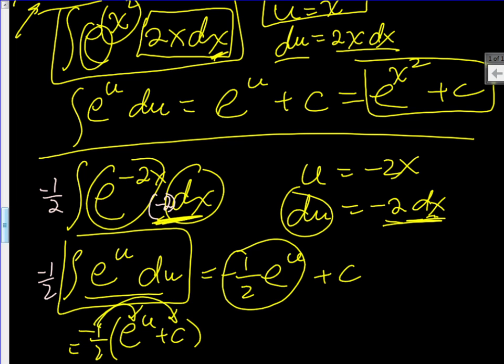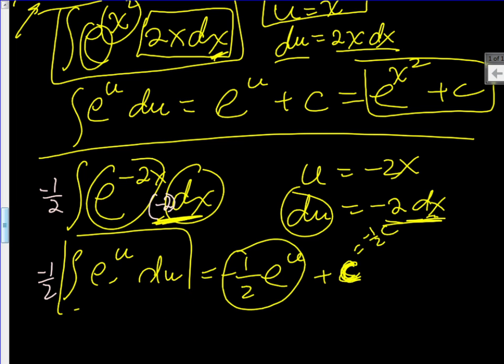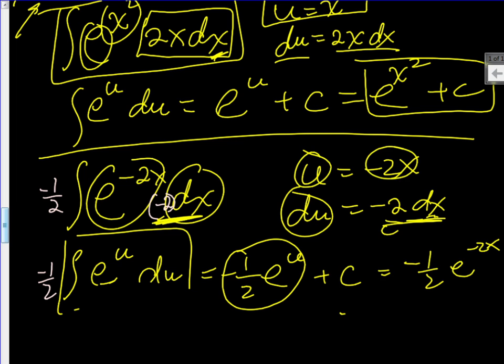Negative 1/2 times c, well, that's just a different c. Call that script c. You know what that script c equals? Negative 1/2 of the c that I have there. It doesn't matter. It's still an arbitrary constant. So plus c. Negative 1/2 e to the u plus c, but then you should substitute back in what u is. It's negative 1/2 e to the negative 2x plus c.